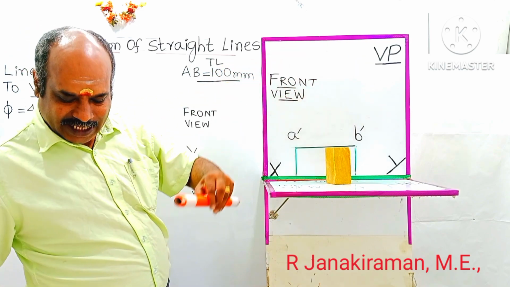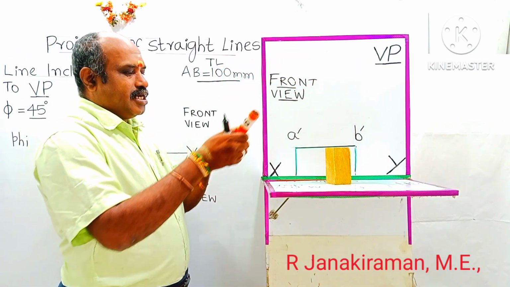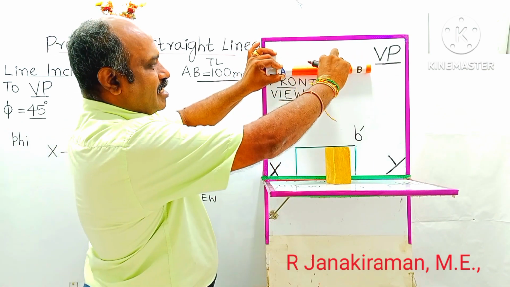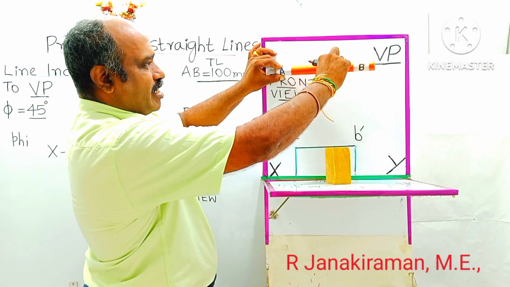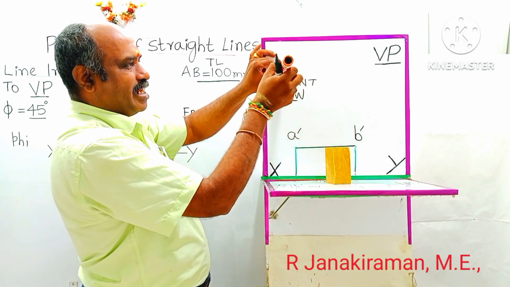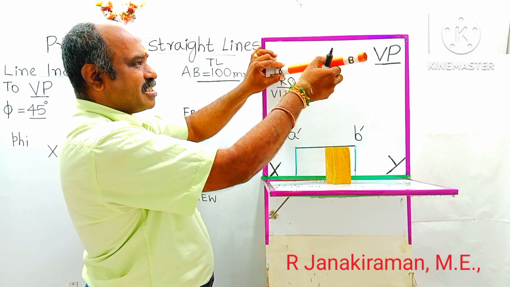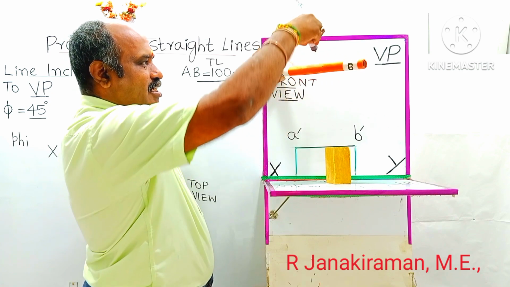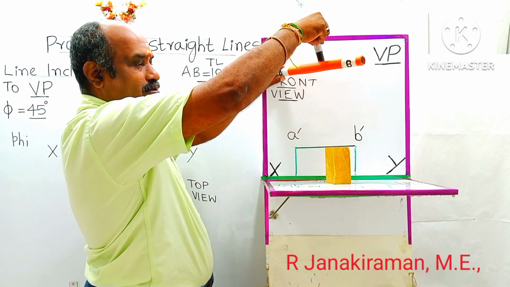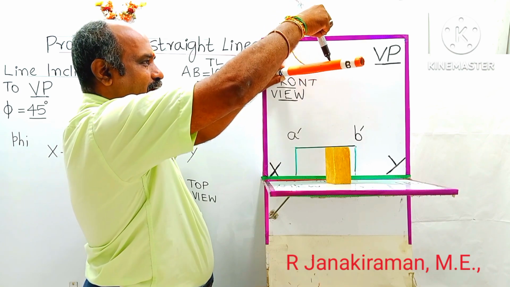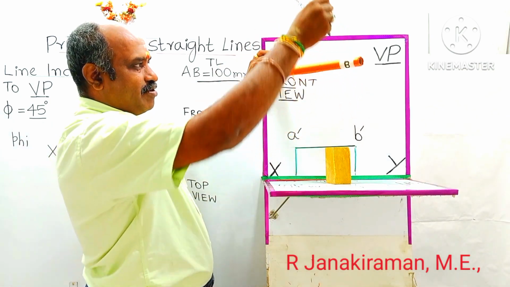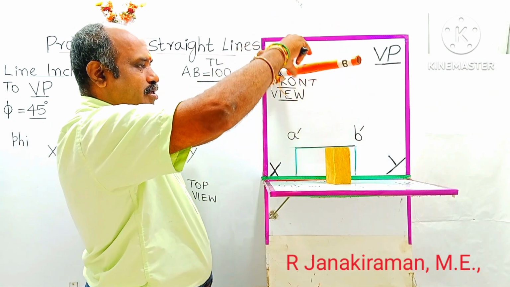Here it is given as a line inclined to VP. When the line lies on VP, it is 0 degrees. You tilt the line like this, 10, 20, 30, 40, in this direction, and you will get 90 degrees, perpendicular to VP. In between, the angle is given as 45 degrees. This gap or angle is the inclination to VP. That angle shall be seen in the top view, not in this direction. You can see this angle only in the top view.